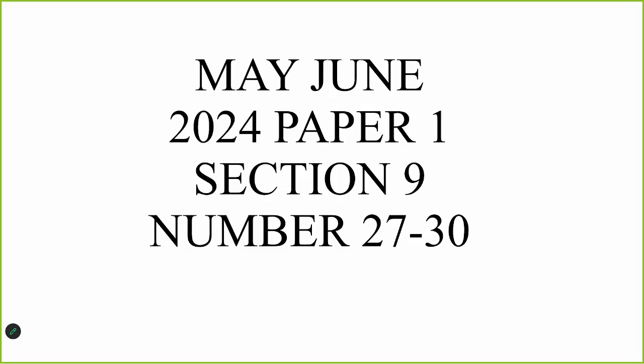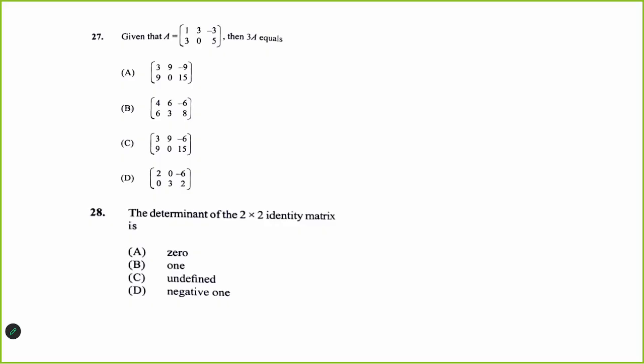Let's look at May, June 2024. Right. First one here, this is a repeated question. We multiply 3 by each element. We got 3, 9, negative 9, 9, 0, 15. Right, determine the 2 by 2 identity matrix. I spoke about this earlier. Yeah, the determinant of the identity matrix is 1.